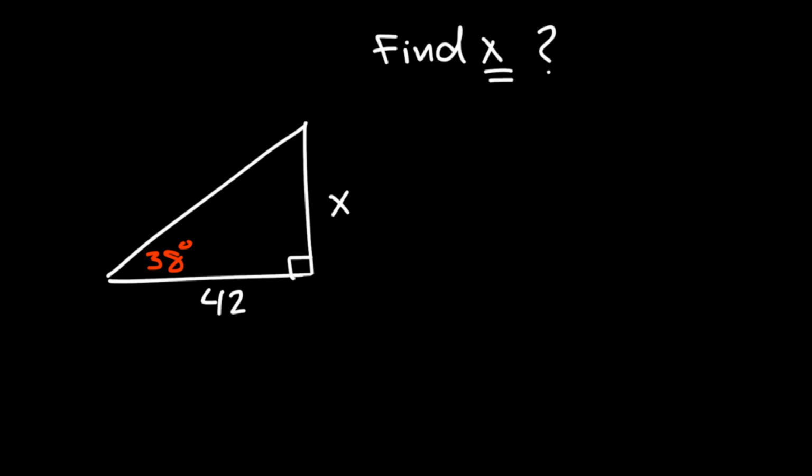The first step, I have to write the three terms, which are SOH, CAH, TOA. Next step, I have to use one of these three terms and start solving. But how can I decide which one to be used? It depends upon the question.